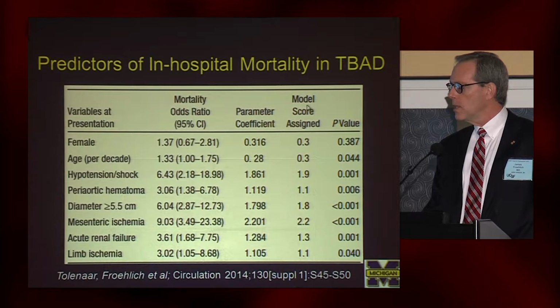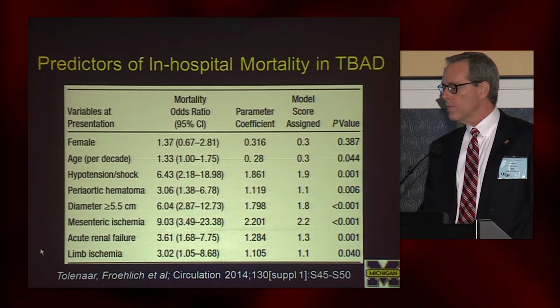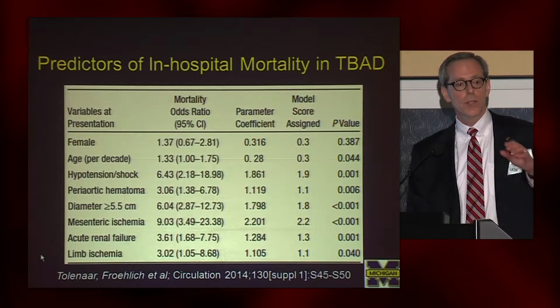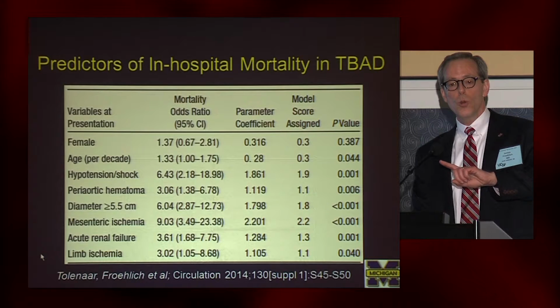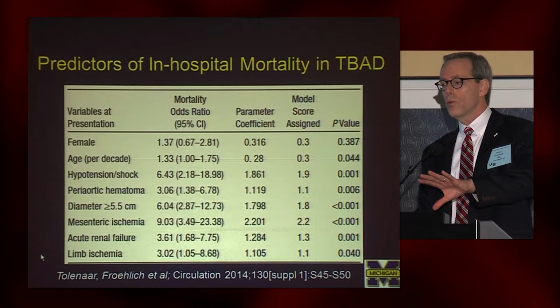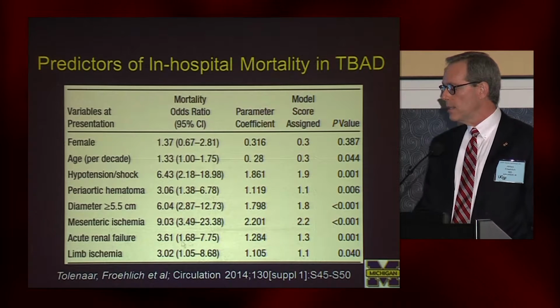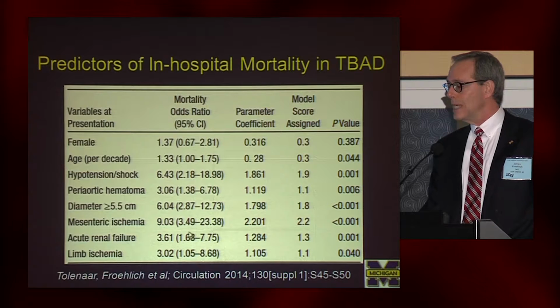So these are the coefficients in the model, and these are the risk factors that are associated with a significantly increased in-hospital mortality for type B aortic dissections. This is an inception cohort, and they derived the risk score here. To my knowledge, we haven't validated it yet, so anybody who has a database they want to work with us on to validate this risk score for type B in-hospital mortality, we'd be interested.